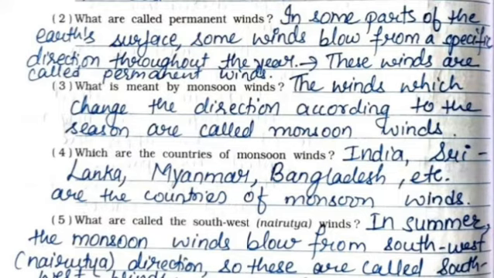Third, what is meant by monsoon winds? The winds which change the direction according to the season are called monsoon winds. Fourth, which are the countries of monsoon winds? India, Sri Lanka, Myanmar, Bangladesh, etc. are the countries of monsoon winds.